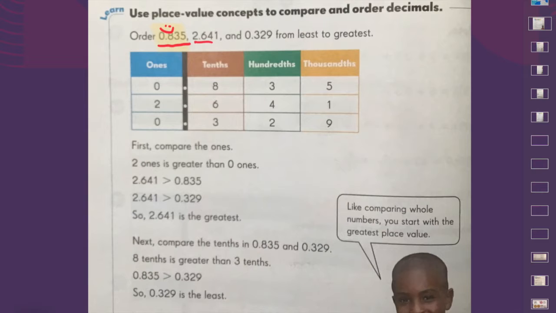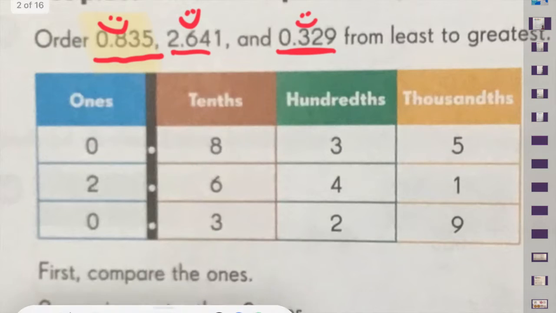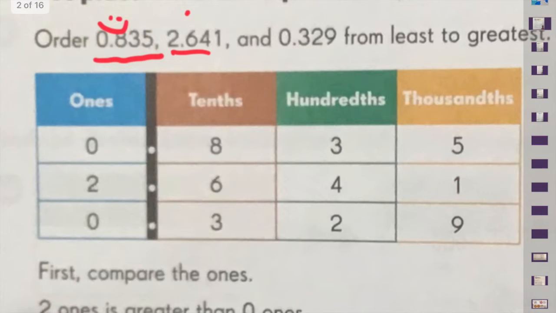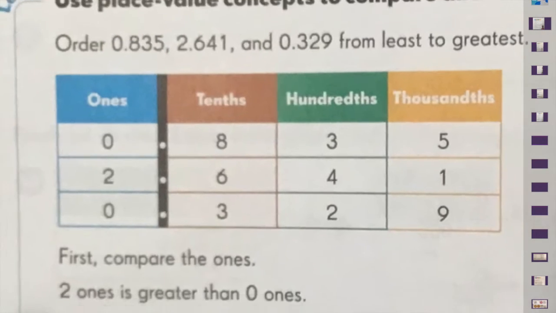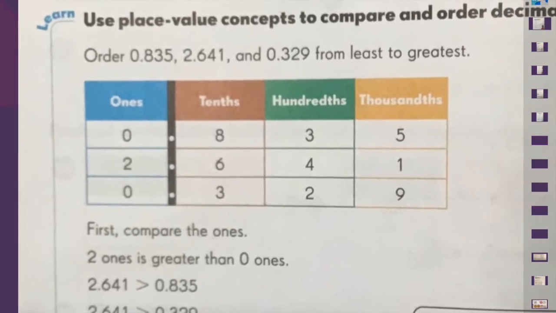The next number we're going to compare is this one. Read it in your head. Did you say 2 and 641 thousandths? Awesome. And the last number we're going to compare is this number. So say it in your head using your place value language. Did you say 329 thousandths? Awesome. Remember, it's important to really enunciate that THS because that really signals the difference between thousands and thousandths. Okay, so these are the three numbers we're going to be comparing.